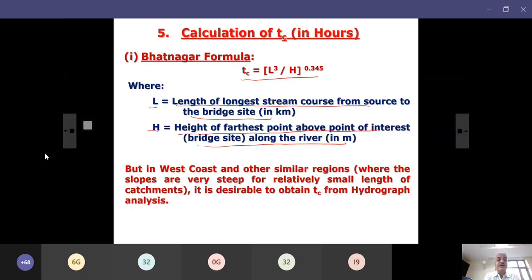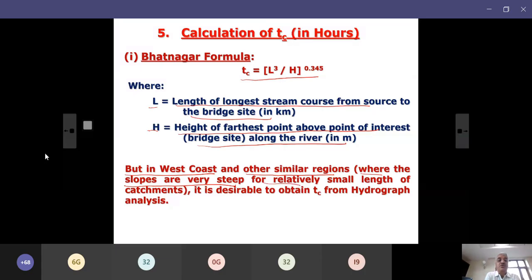But RBF 16 says, number one, in west coast and other similar region. What will be called similar? Where the slopes are very steep. See, if you see all our hydrometeorological zone of India, west coast is one such where slopes are very steep as compared to your other areas. So there Bhatnagar formula does not apply, and their length is relatively small. The length of stream L काफी small होता है and S ज़्यादा होता है. That is the characteristics of west coast and other similar areas.